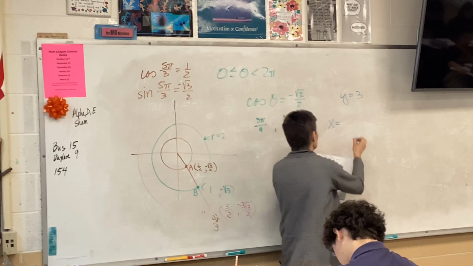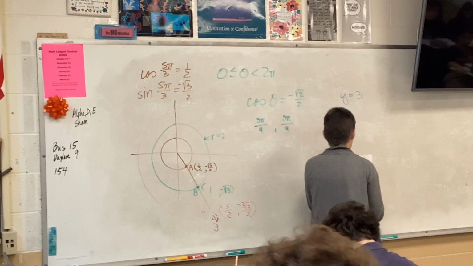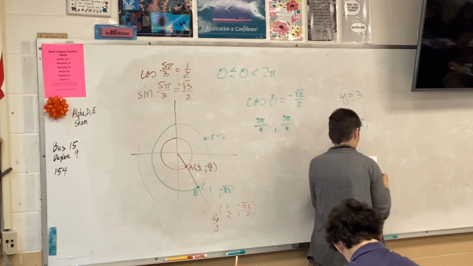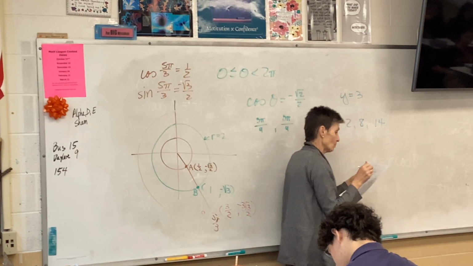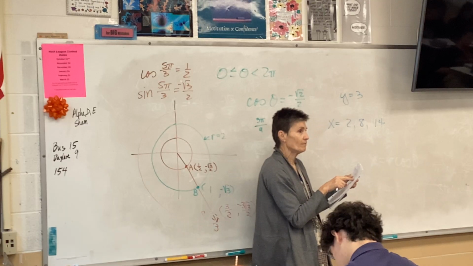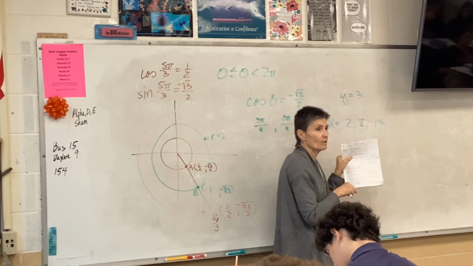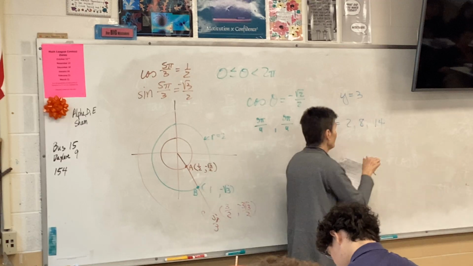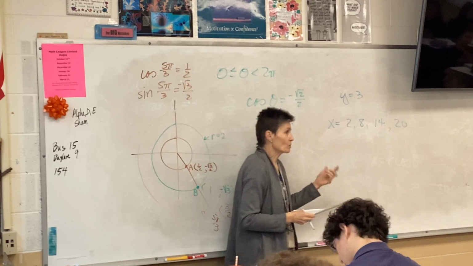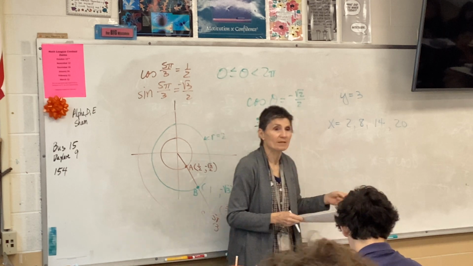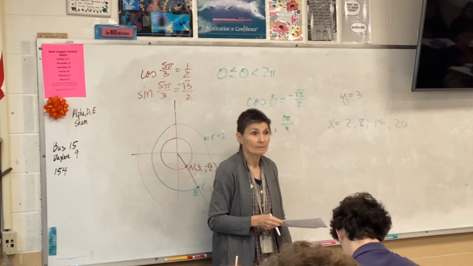What are some places on the picture of x values where the y is 3? That's 2. Are there any others? 8. Are there any others? Well, wait. 14 isn't, well, I guess it is kind of on the graph. Would there be any more that aren't on the graph? Yeah, what would the next one be? 20. So you have observed that the period of the thing is 6.